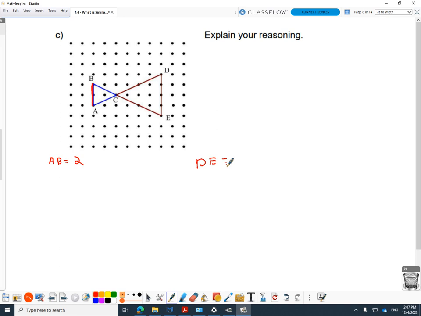Oh, I know why you're saying 5. Yeah, because you're counting the dots. But look here, let me count them. 1 space, 2 spaces, 3 spaces, 4 spaces. DE is 4. So it looks like double the length. If this is proportional, they're going to all be double the length.